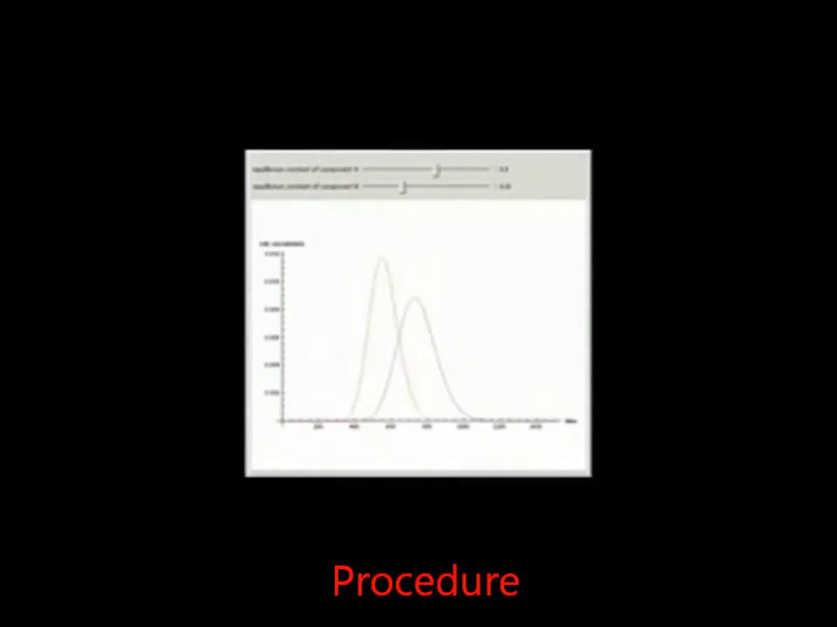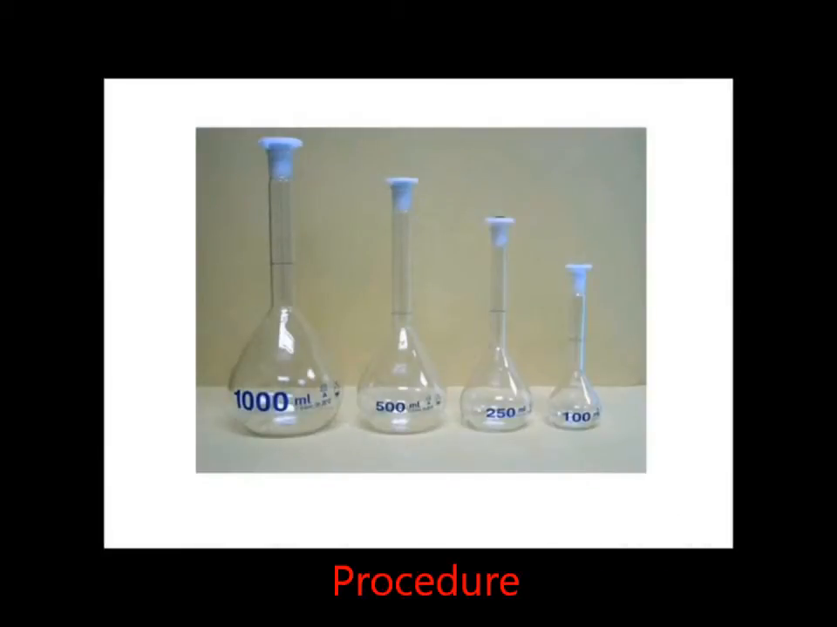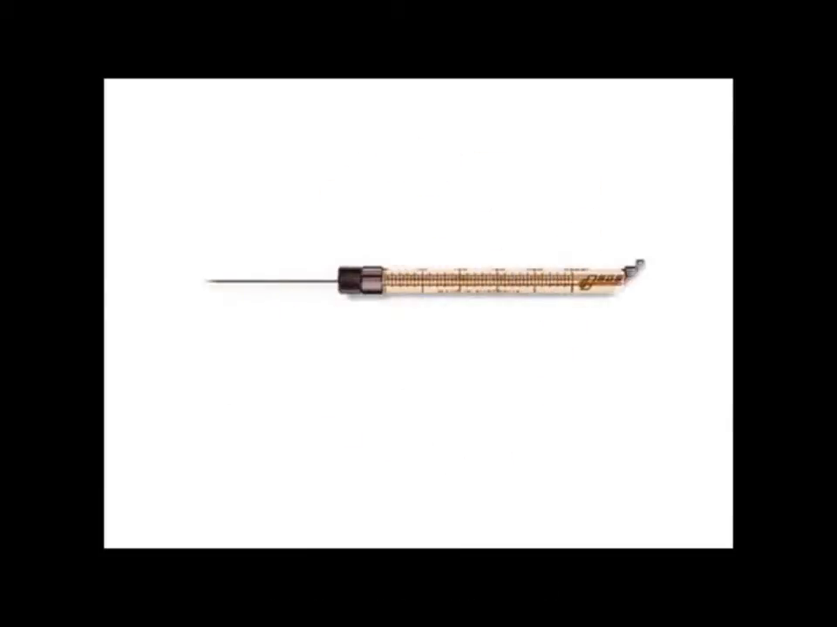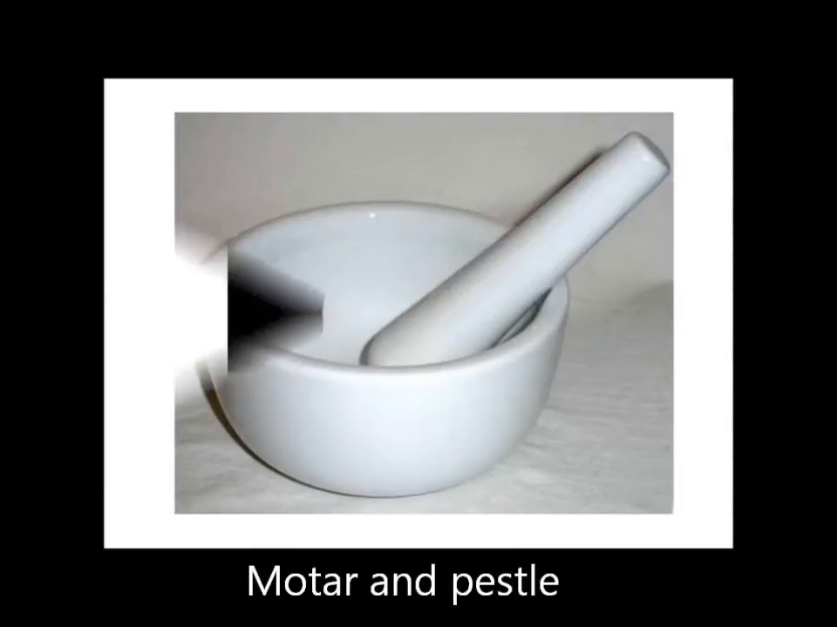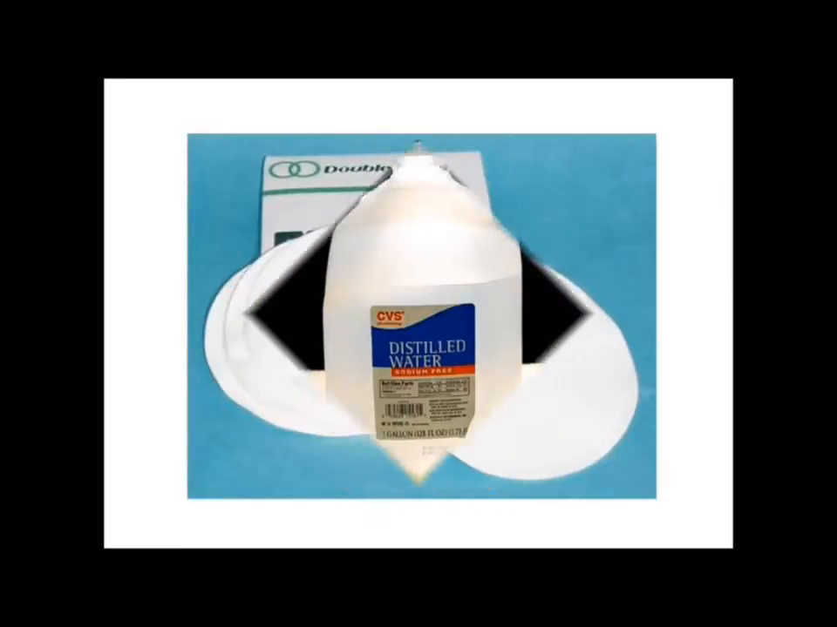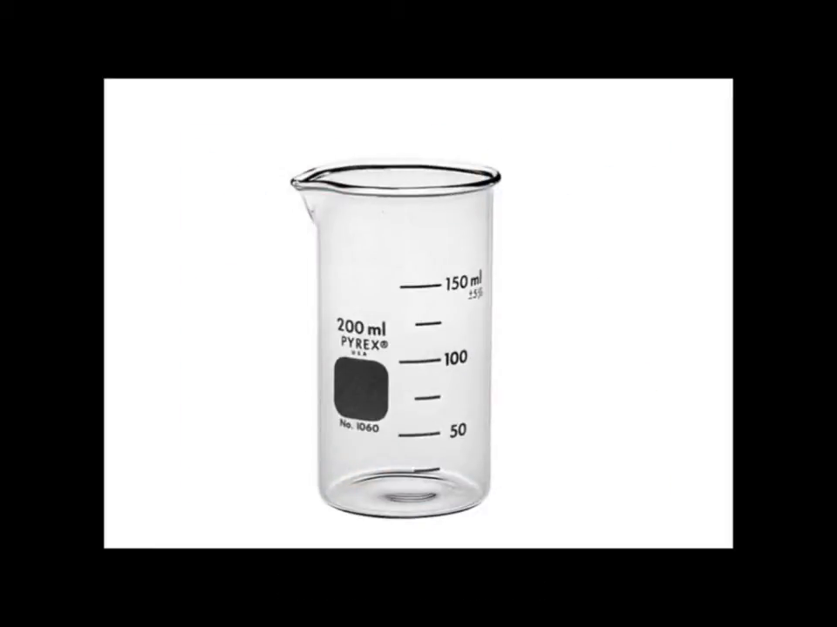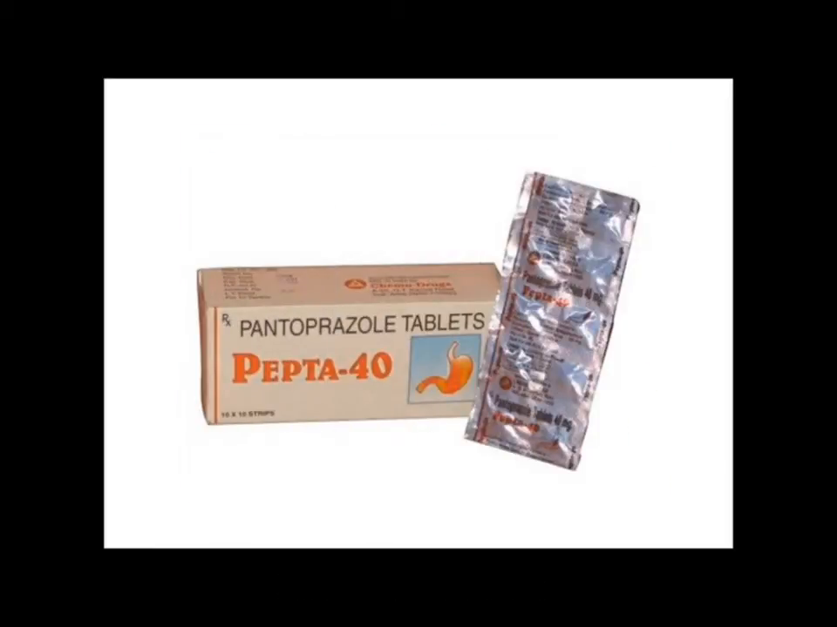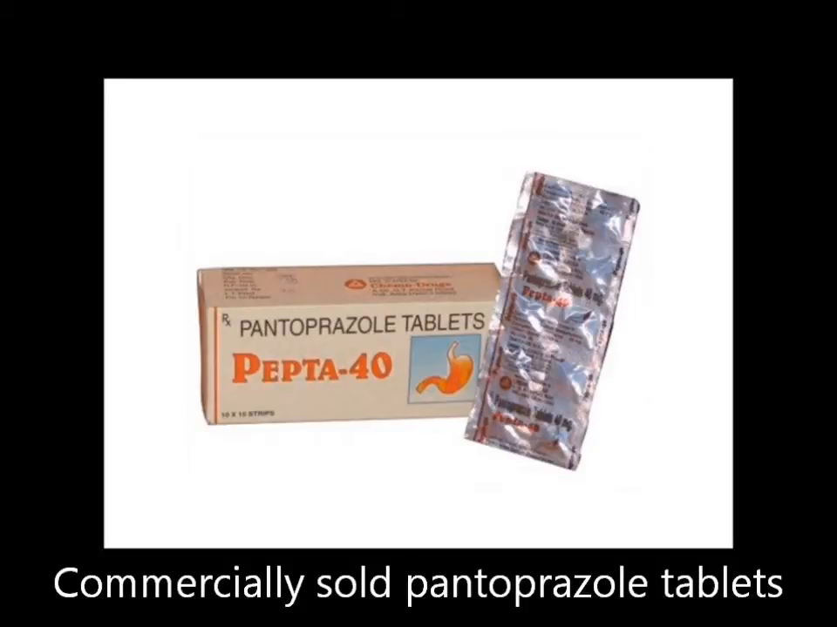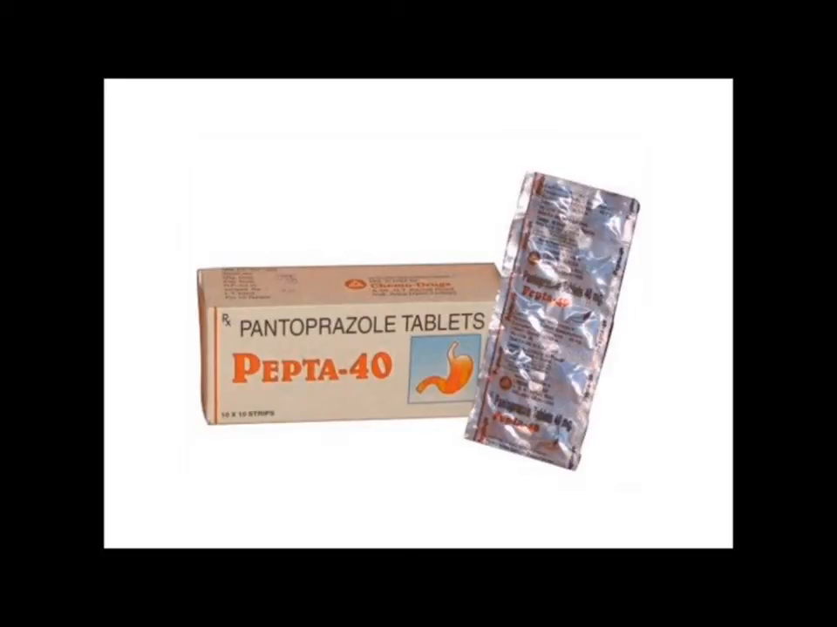Materials required for the potency assay of pantoprazole sodium using HPLC are volumetric flasks, electric balance, syringe, mortar and pestle, distilled water, 0.45 μm filter paper, 100 ml beakers, and a sonicator. The assay of potency involves the determination of API, or active pharmaceutical ingredient, in the drug to ensure it matches the label claim. The API should meet the specification limit between 90 to 100% of label claim.